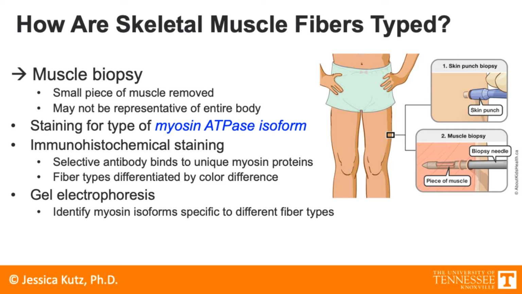That very little bit of muscle is cleaned and frozen, and then later it'll be thinly sliced, stained, and then examined under a microscope to determine what type of fiber it is made of. Specifically, they're assessing for the type of myosin ATPase isoform that exists in the specific sample of muscle fiber that was taken. And you can use immunohistochemical staining or gel electrophoresis to then determine which type of myosin ATPase isoform you're looking at.